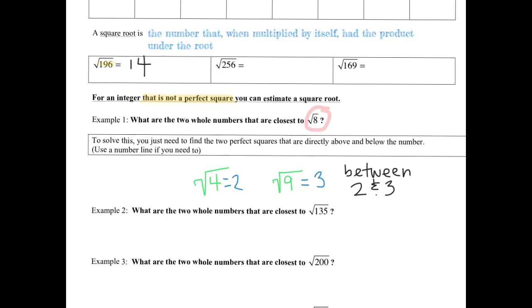So your job is not to find that decimal. Your job is not to punch anything into a calculator. Your job is to find those two perfect squares, one before the one given. So here was my given square root of 8. The one before it was the square root of 4. That's a perfect square. The one after it was the square root of 9. That's a perfect square, which says to me that the square root of 8 is a number somewhere between 2 and 3.